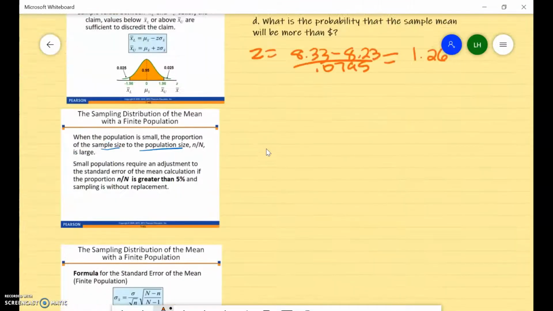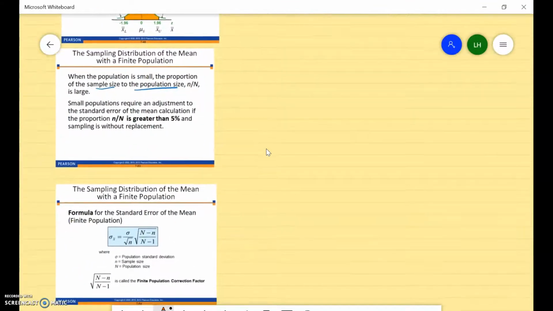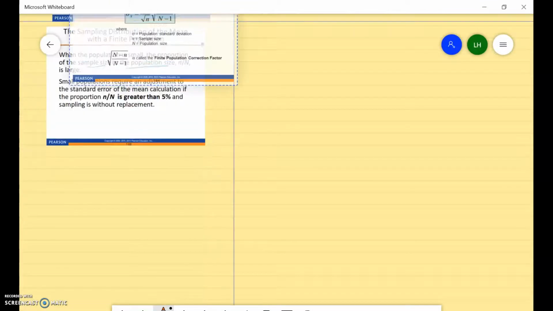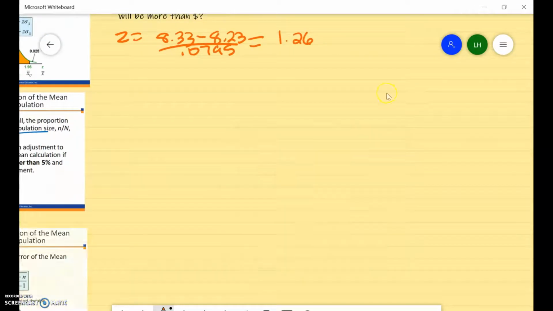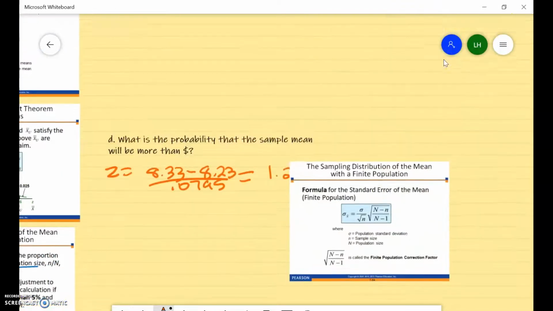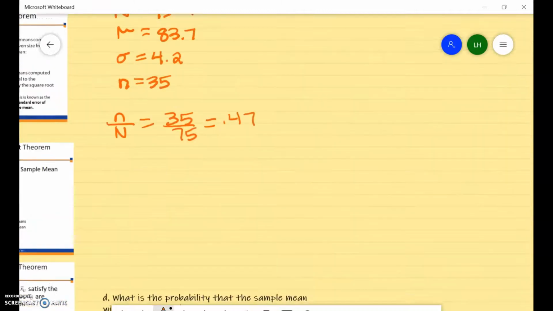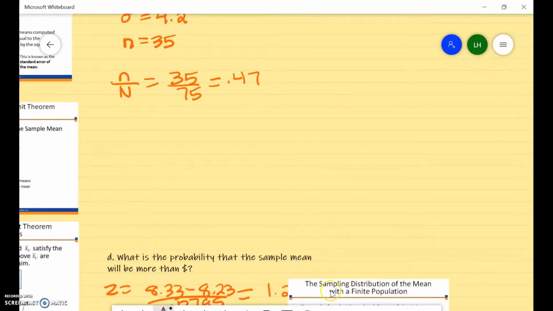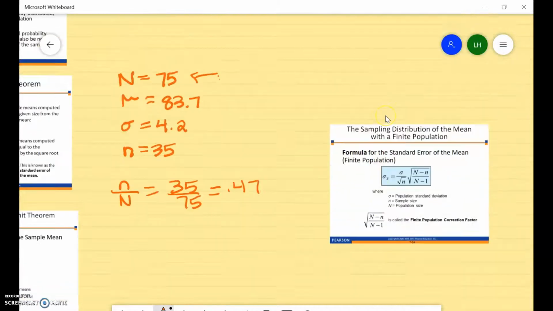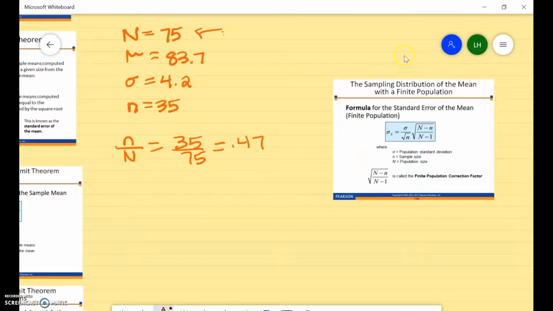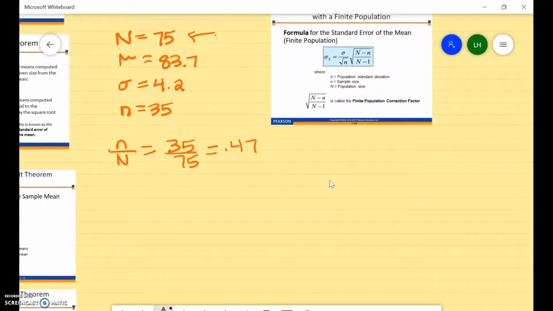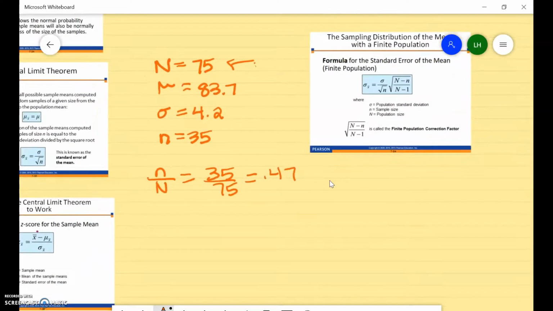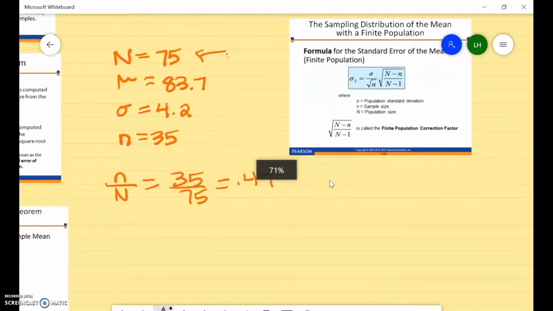larger than 5%. So when it's larger than 5%, we're going to use this formula for the standard error of the mean. Let me see if I can move it up. So we can look at it and plug in our values. Alright, so here the standard error of the mean takes a little bit more time to calculate just because the formula is longer.